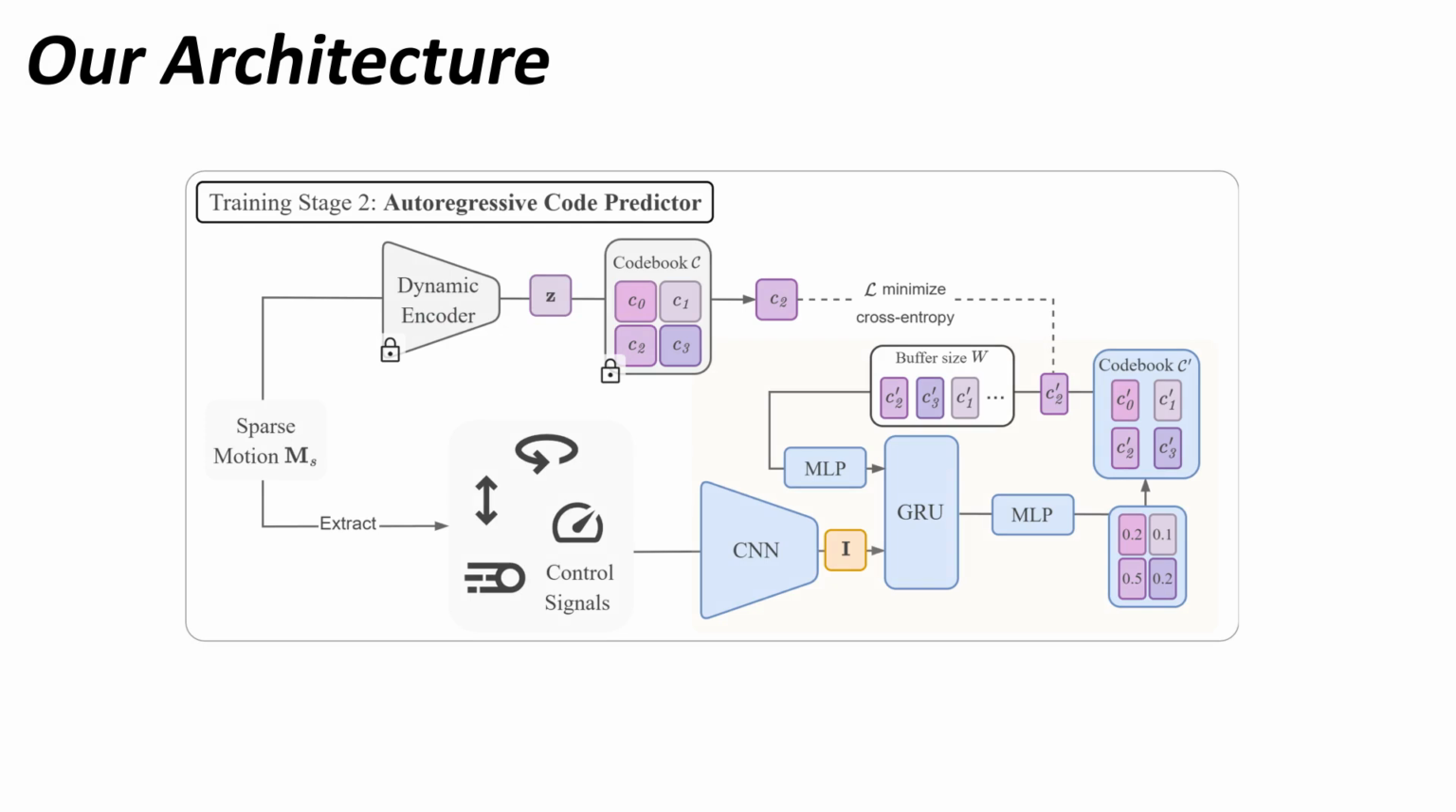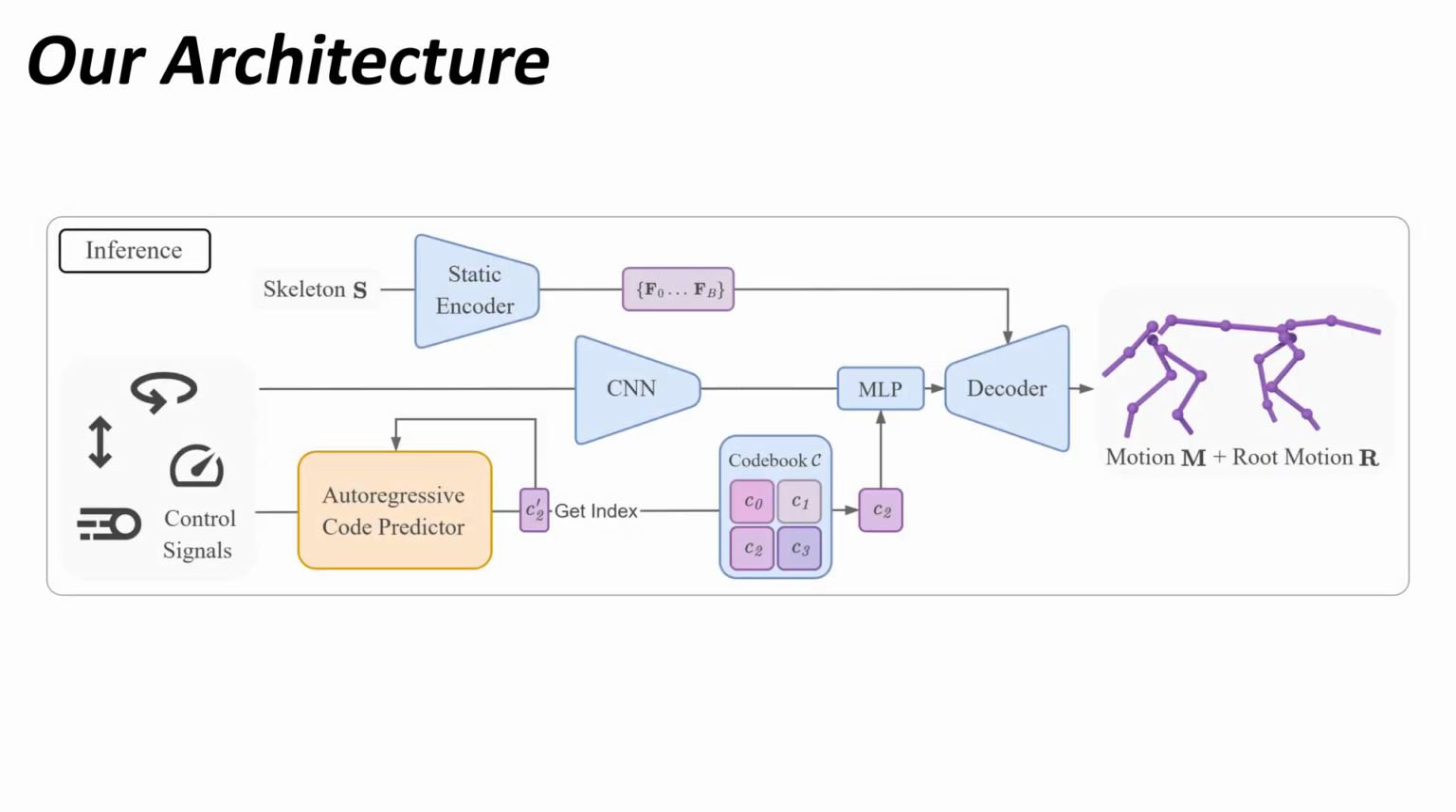In the second stage, the motion generator is frozen. The autoregressive code predictor learns the temporal dynamics by predicting codebook indices from the control signals. A compact secondary codebook simplifies the prediction task while preserving a one-to-one correspondence with the primary codebook. At inference, control signals extracted from any source morphology drive the autoregressive predictor, which generates a sequence of discrete motion codes. These codes are decoded using the target skeleton to synthesize temporally coherent motion while preserving the target morphology's characteristic style.